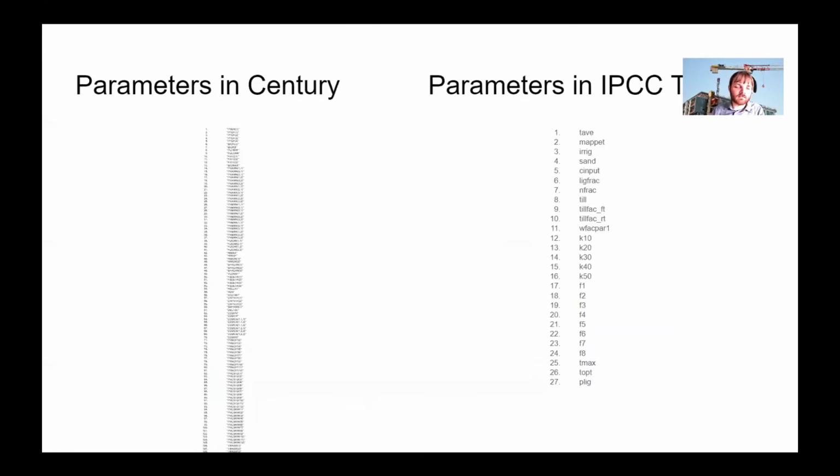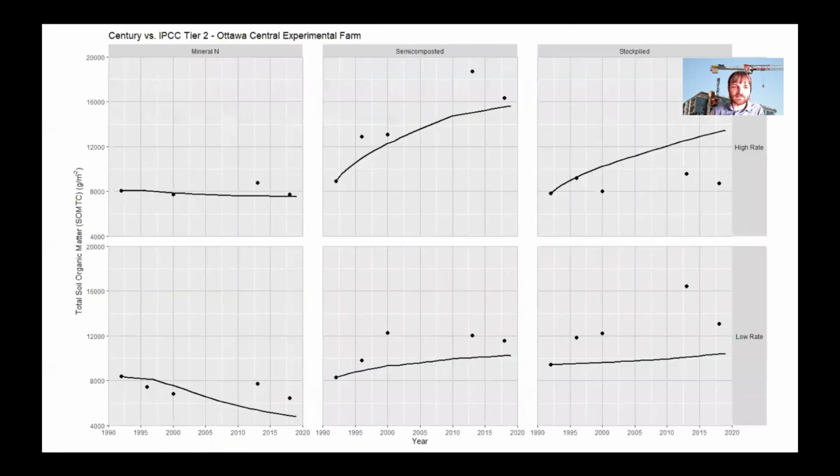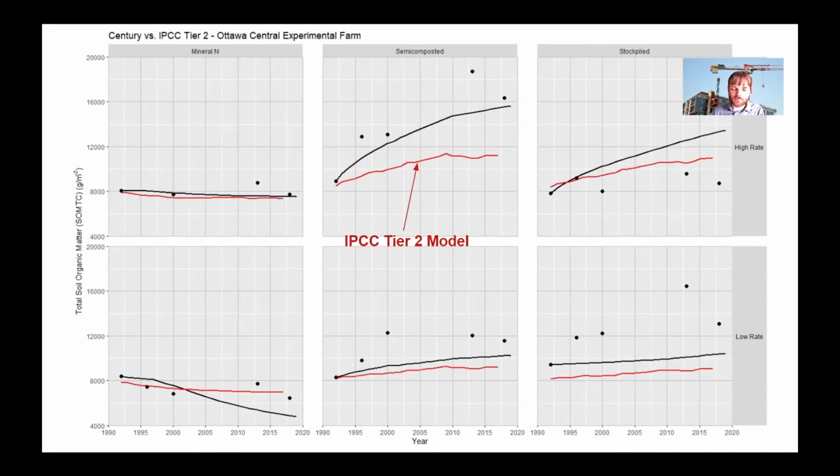Just to give you some perspective here, there's hundreds of parameters in Century that you have control over, that I have control over, even more terrifying. Whereas in the IPCC Tier 2 model, there's only 27 parameters. That should give you an idea of the scale of complexity. So I immediately got to work on trying to use this new model, see how it compared. And the red line is what I came up with. Yeah, it's even worse than what I had before, generally. The mineral nitrogen sites, okay, those might be a bit better, but the manure is looking pretty bad with this.